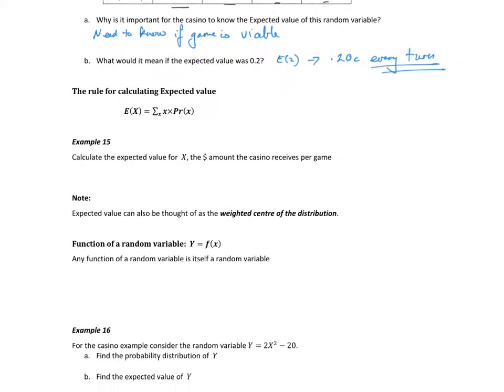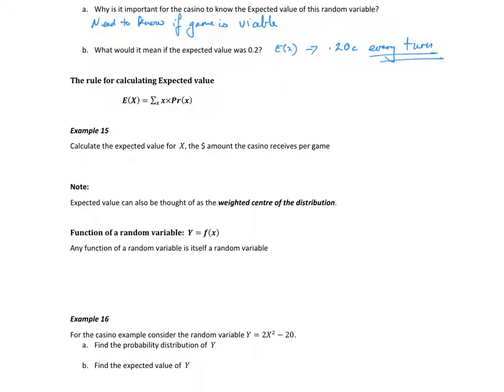To calculate the expected value, this messy notation, all they're saying is the expected value, E of X, is the sum of the values, so that's all that little sigma means, sum of the values of X times the probability of X. Okay, so for the casino game above, let's just scroll that page back down again.